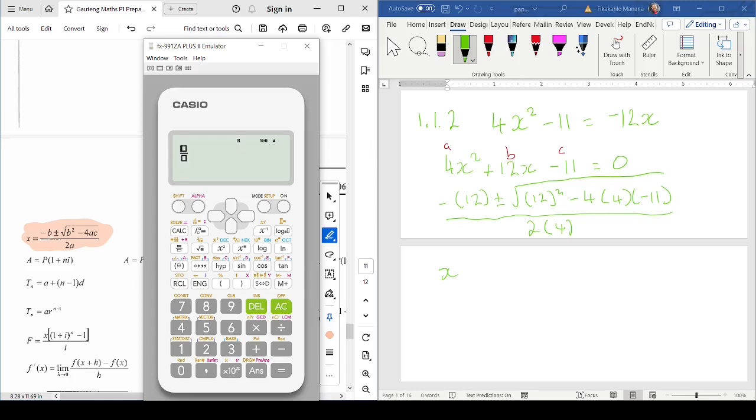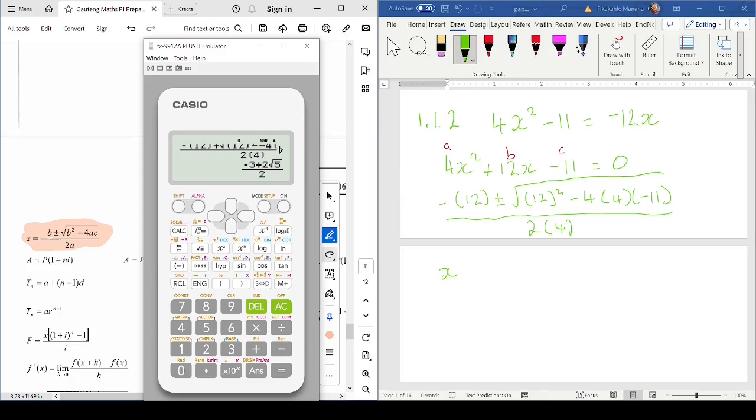Start with the fraction, put a minus, open your bracket, put a 12 in there, close it. Start with a plus, we open the square root, and bracket once again, put 12, close it, square it, minus 4, open it, close it, open another one, and then put in a minus 11. Close that, and then go downstairs, put a 2, open it, put a 4, close it, equals.